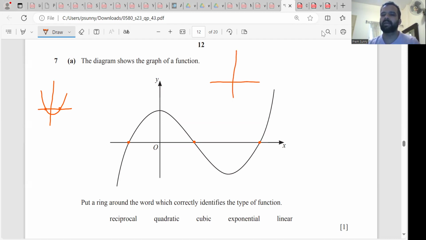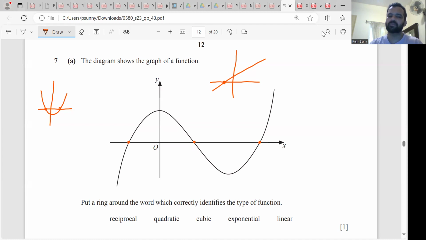And we know about a linear graph. It's a straight line and it cuts the x-axis at only one point. So if it is cutting the x-axis at one point, we say it is linear. 2, it is quadratic. 3, it is cubic. And also we will be studying in detail about sketching the graph next year. We need to know the shape.